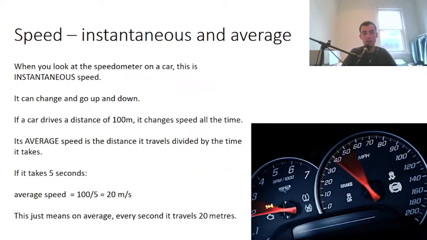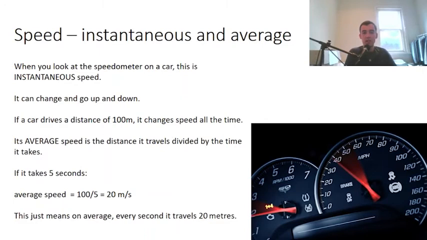All right. If you look at the speedometer on a car, this is called instantaneous speed. That's a big word. It means speed at that instant, or at the time that you're looking at it. It could change 1 second later, because cars speed up and they slow down. So the speed at a particular time is called the instantaneous speed. But you can find the average speed over a long period of time. It's the speed you get on average.